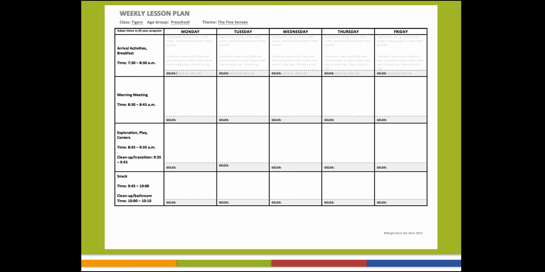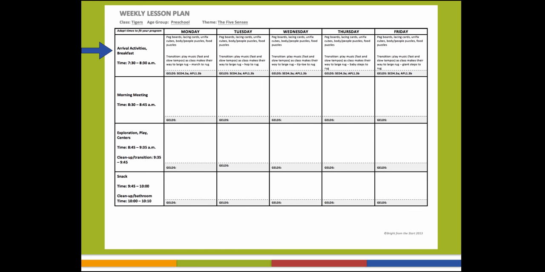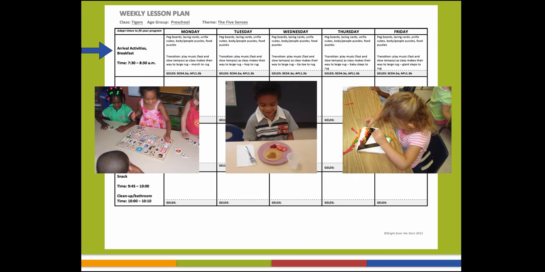We'll start with arrival and breakfast. Choose materials such as puzzles, lacing cards, and pegboards that children can play with independently until breakfast begins. Most activities throughout the day need a transition to the next activity your child will do. Write these transitions on your plans.